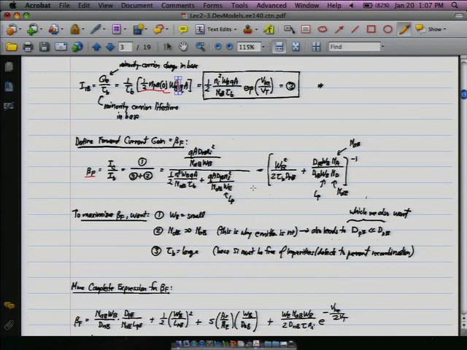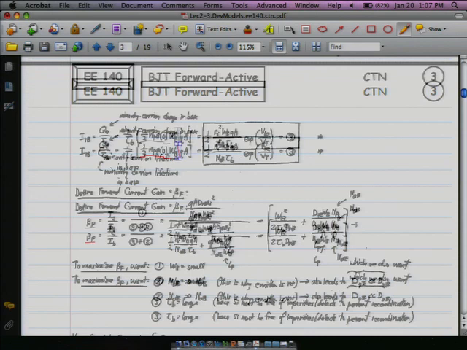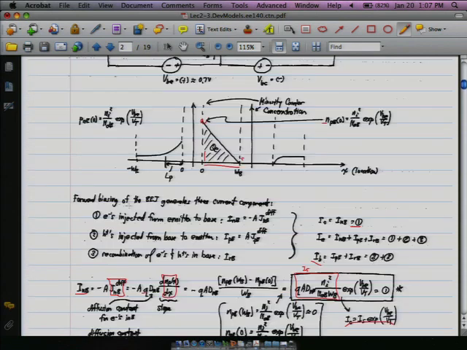So going down here, we have three, I guess, key points for maximizing beta. So we want a small base width, because that basically means that, where is it? Okay, so here it is. So if we have a small base width, then basically we have less recombination in the base, and more importantly, a higher E field to push the carriers through the base, which means basically that we're going to have a higher current. So that's how that plays in.